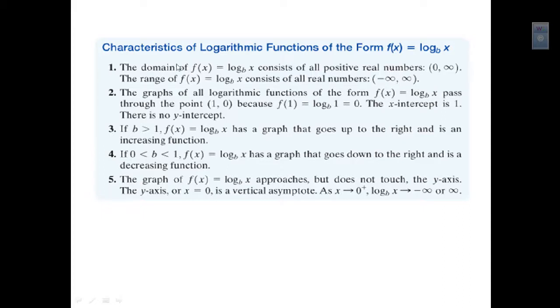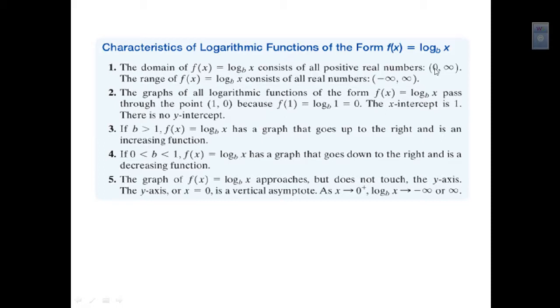All right, some characteristics of the logarithmic functions of the form f of x equals log base b of x. These are the domain, range, and all that stuff. The domain of f, this is for the base graph, not any transformations, same way we did with the exponential. The domain of f of x equals log base b of x consists of all positive real numbers, not including 0, notice, but you cannot take the log of a negative number. You cannot take the log of a negative number. You need to get that through your mind and make sure you wrap your head around it. That's a huge domain limitation when you're dealing with logs. The range of f of x equals log base b of x consists of all real numbers, negative infinity to positive infinity.